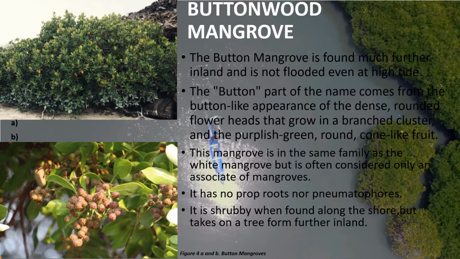Here we see pictures of the button mangrove. On the left, in 4A, we see the entire plant. Of course, we can take a further look on the leaves. We see some white structures. And in 4B, we can see the fruits that it produces.